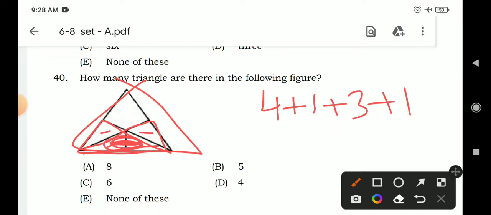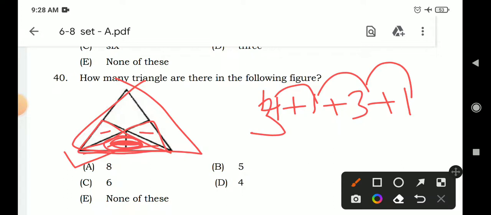Sorry, this one more we have counted. 3 was this. So 3 plus 1 is 4, 4 and 3 is 7, and 7 and 1 is 8. So 4 plus 4 is 8. So what is the correct answer? Option A. A is its correct answer.